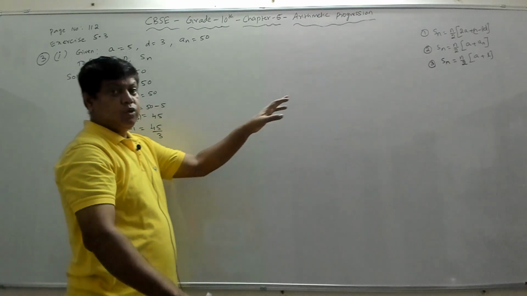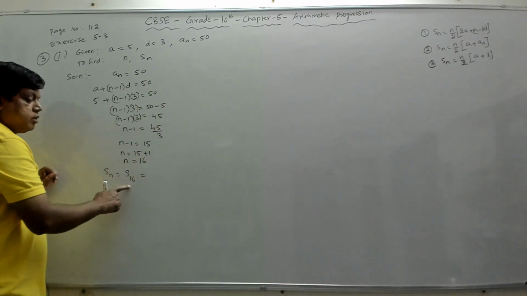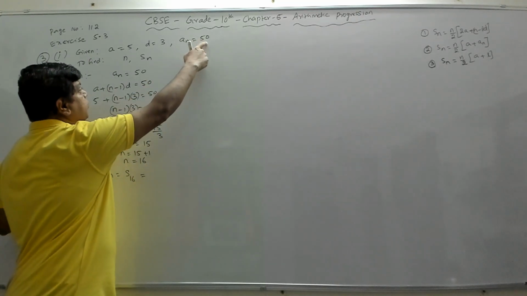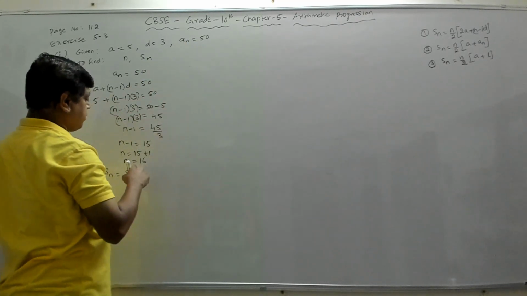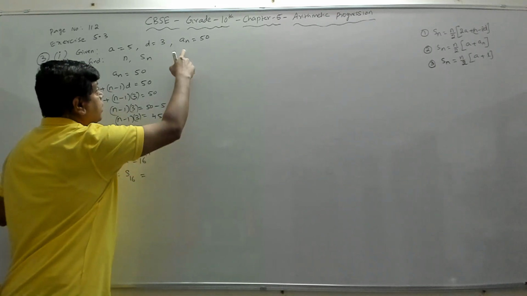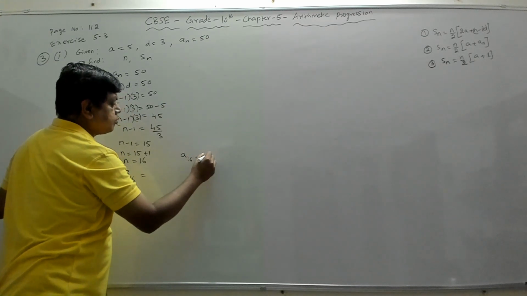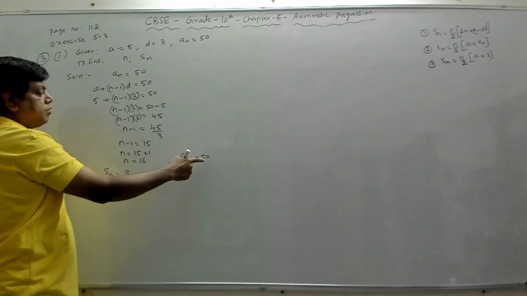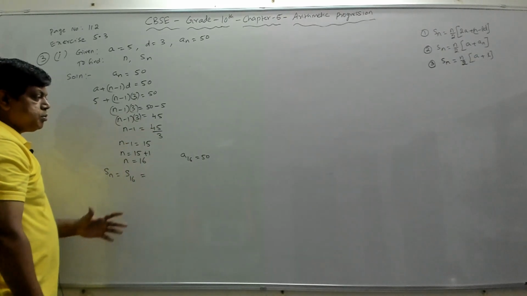We can use any one of these formulas. We know there are 16 terms for which we are trying to find the sum, and we know the 16th term. An is 50 means a16 is 50, because n is 16, which means the 16th term of the AP is 50. That also we know, which means we know the 16th term.